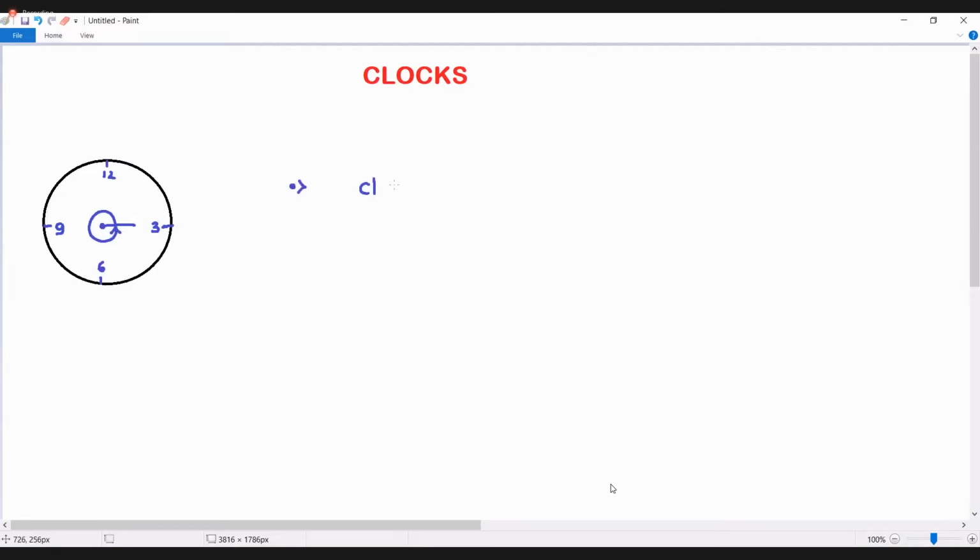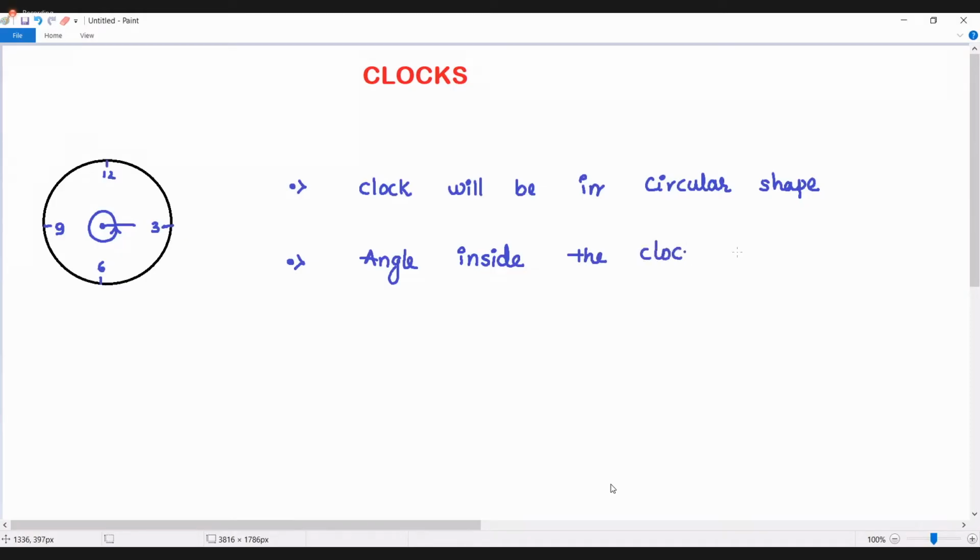The first point: the clock is in a circular shape. What is the angle inside the circle? The angle inside a circle is 360 degrees. So the angle inside the clock at the center will be equal to 360 degrees.